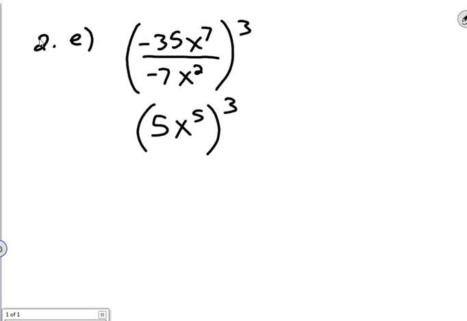Now we can apply the power property. So we take each thing in the parentheses and raise it to that power. So 5 cubed and x to the 15th because we multiply the exponents. 5 times 5 times 5 is 125, x to the 15th.